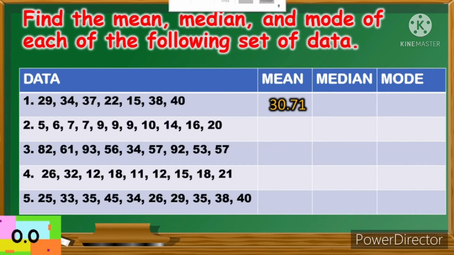Next, for the median. Your time starts now. If your answer is 34, then you are correct. Next, mode.